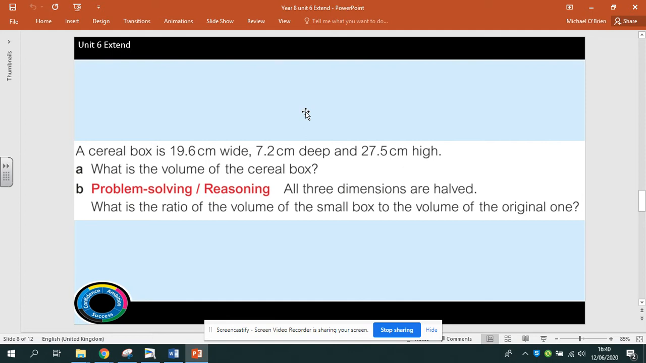So, a cereal box is 19.6 centimetres wide by 7.2 centimetres deep by 27.5 centimetres high. What's the volume of the cereal box? All of these dimensions are halved. What's the ratio of the volume of the small box to the volume of the original one? Okay, so again, this is probably a question that you need a calculator for. So when you're ready, pause the lesson and return to assess the questions in a minute.